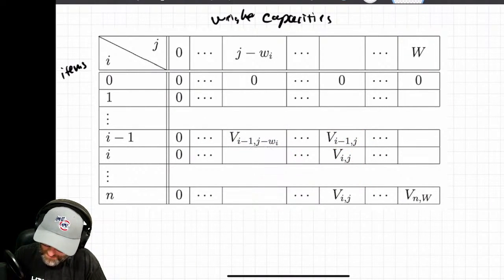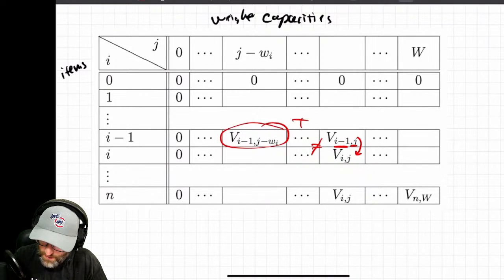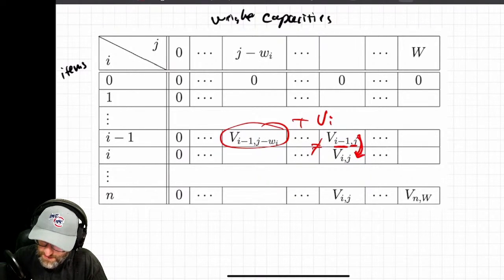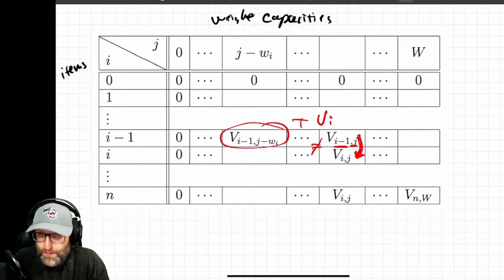Let me get rid of these, right? So what value? If this value is simply copied down, that means that you're not changing the weight capacity and you did not take the item. Otherwise, if the number is different, then that means that you did take this value over here and you added in the value of the ith item. So if this value is just simply copied down, that means that you didn't take it. If it's different, that means that you did take it.